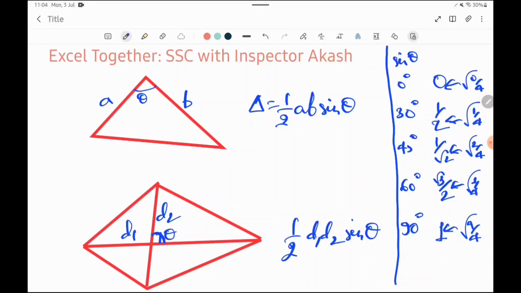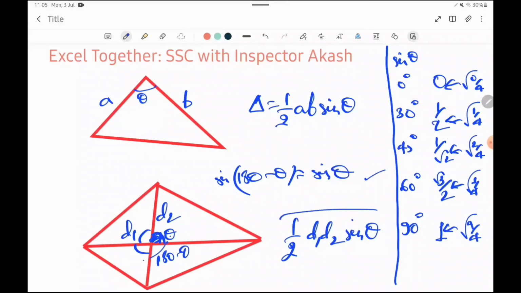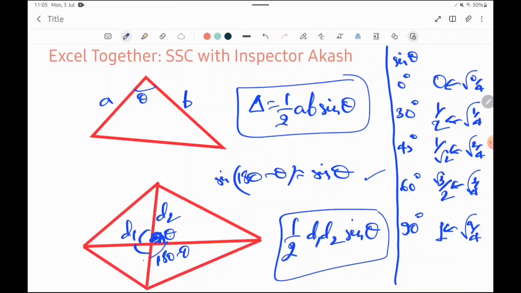So in this way we can find the area of any triangle if the two consecutive sides and the angle between them are given, and any quadrilateral if the length of two diagonals and any one angle of these 4 are given. Alright, always this is the formula. It's because if this is theta, then this is 180 minus theta, and we all know that sine 180 minus theta equals sine theta. So these are the formulas. Alright, thank you.